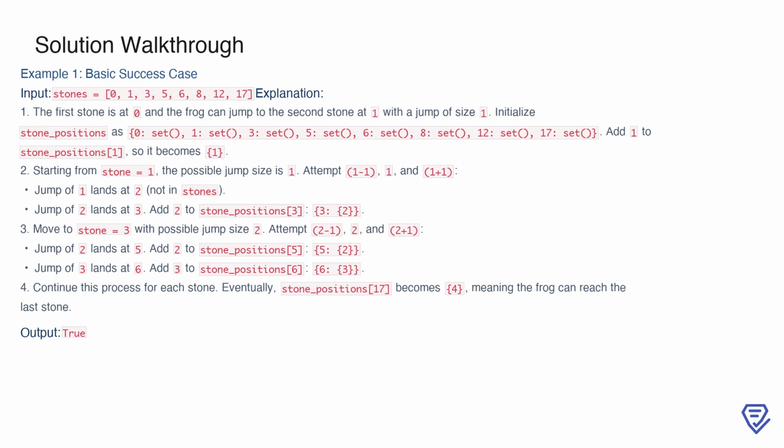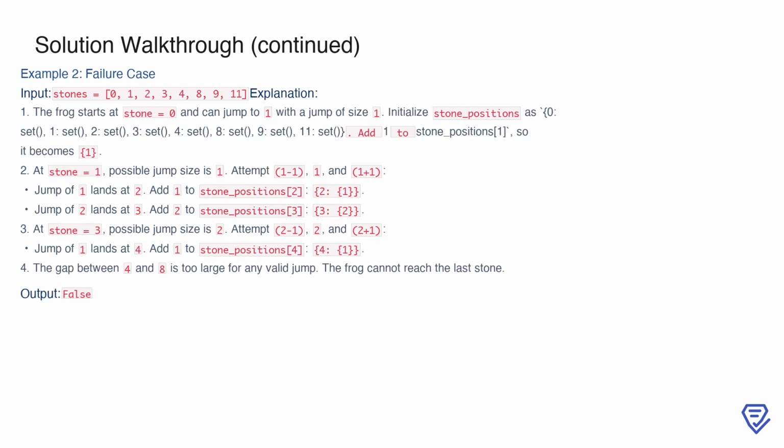This process continues for each stone, evaluating valid jumps at each step. Ultimately, when the frog reaches stone 17, stone_positions[17] contains 4, indicating that the frog can successfully reach the last stone. Therefore, the output is true. Now, let's consider a failure case.